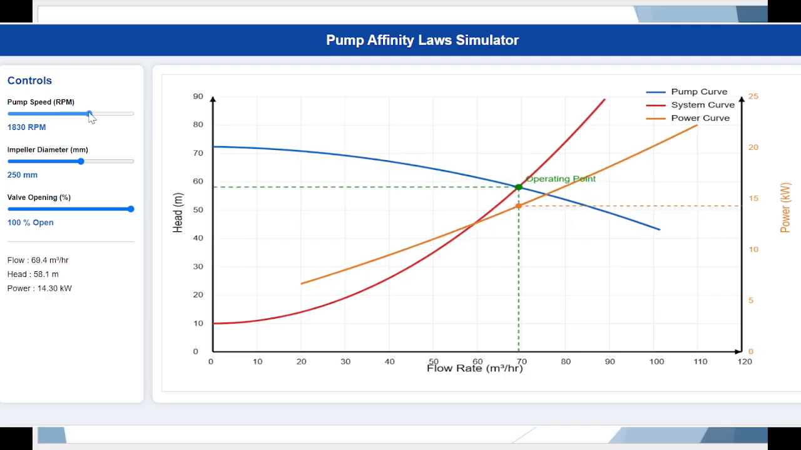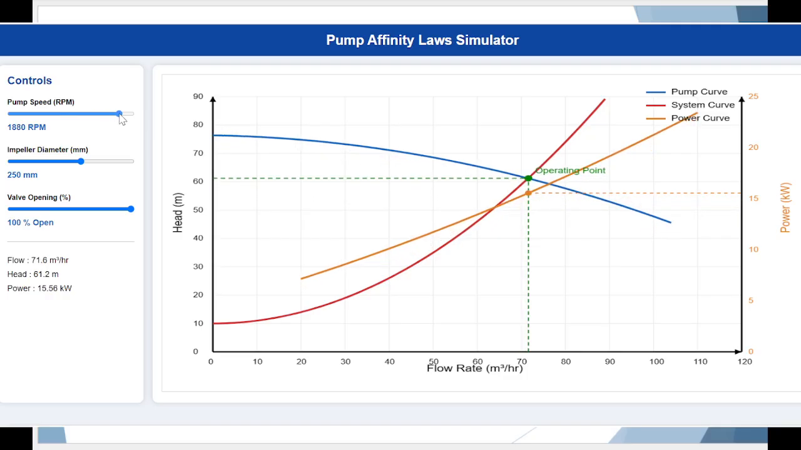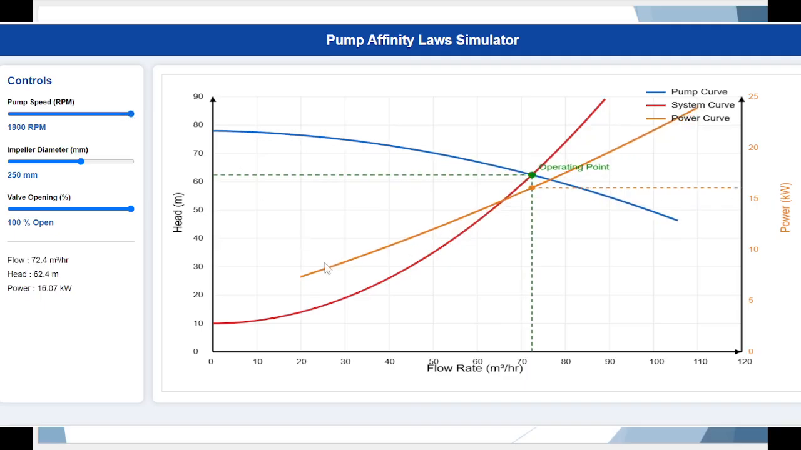So, from this demonstration, we can clearly see that changing the pump speed changes the entire pump performance curve. The head curve, power curve, and the operating point all change together.